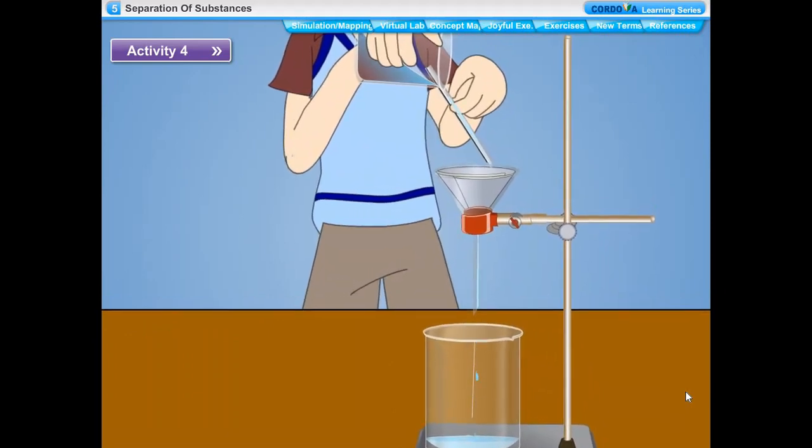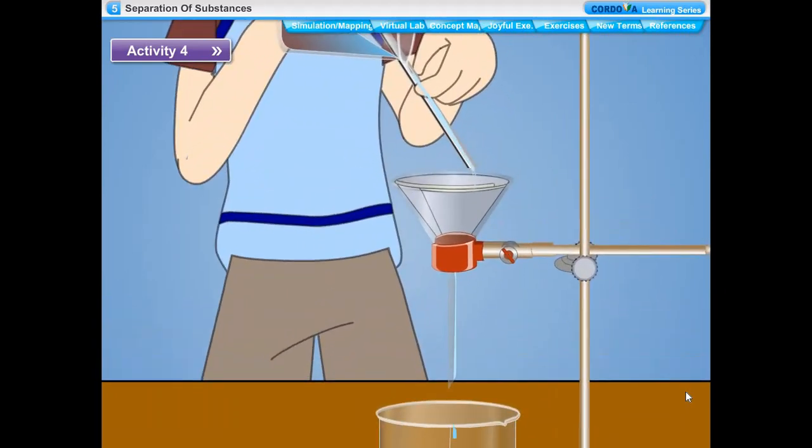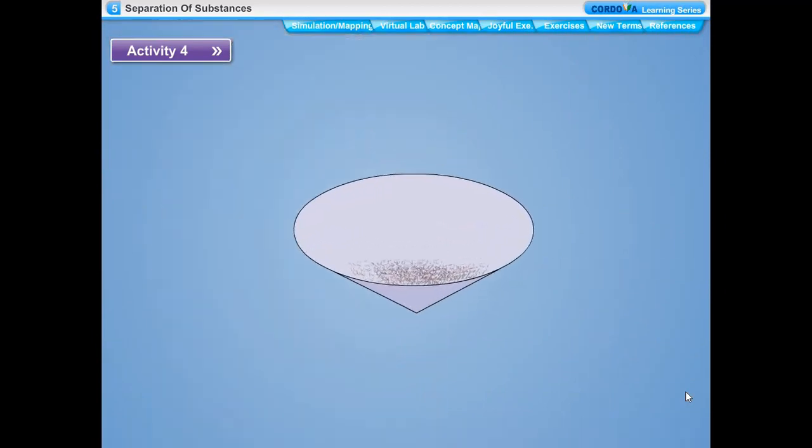The clear liquid obtained is called filtrate. Take out the filter paper cone and open it out. Mud particles can be seen on the filter paper. This is called residue. Conclusion: the mud particles, being bigger in size, cannot pass through the filter paper and remain behind on the filter paper. In this way, mud and water can be separated from the mixture by the process of filtration.